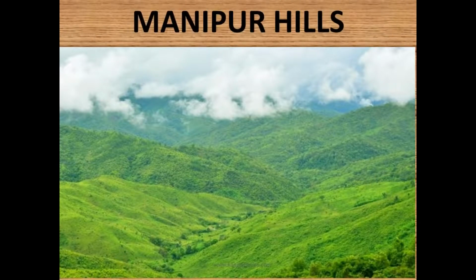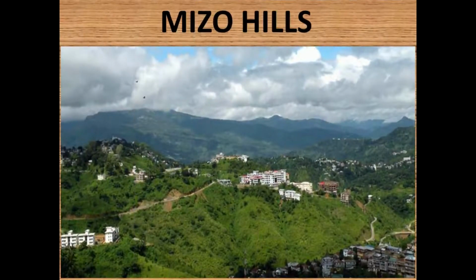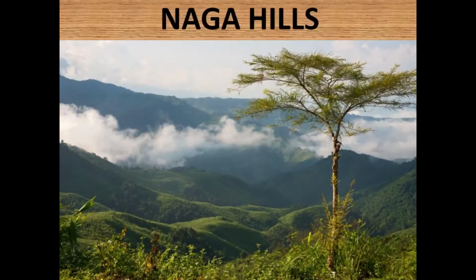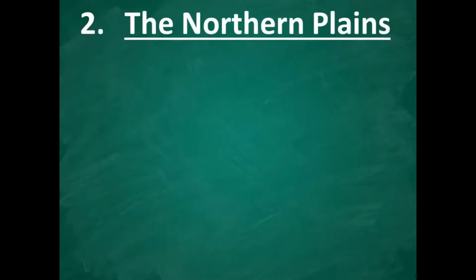This is the picture of Manipur Hills. This is the picture of Mizo Hills. This is the picture of Naga Hills. Next, we are going to see the northern plains.